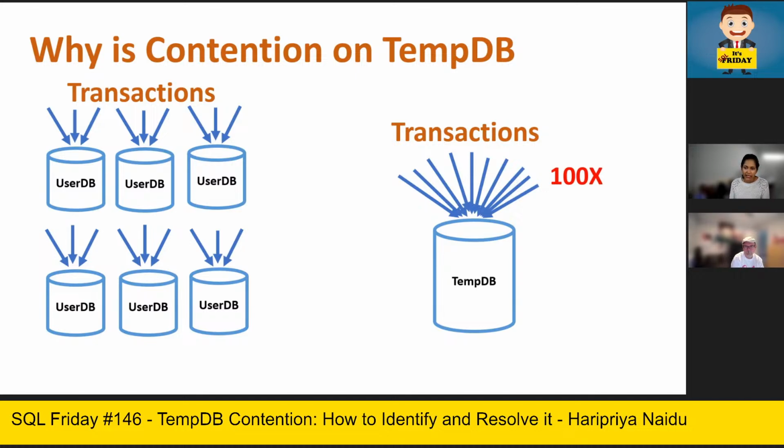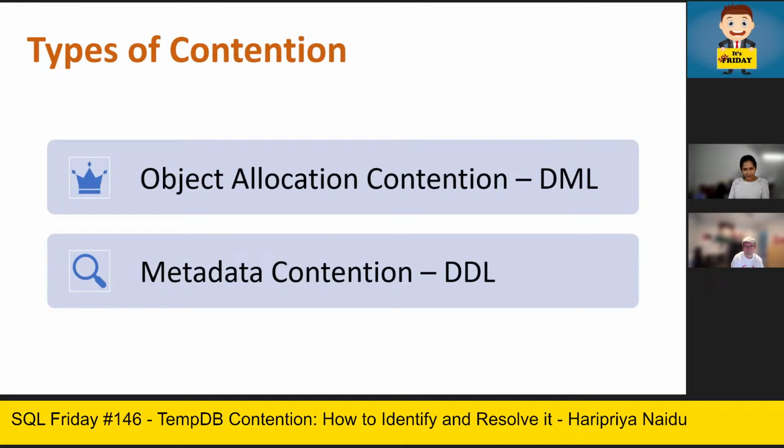That's why you see contention on TempDB much more frequently than on any other user database. And that's our point today: how this occurs and how we are going to resolve it. So what are the different types of contention? We have two types of contention: object allocation contention and metadata contention. We will look at each of these two types in detail.